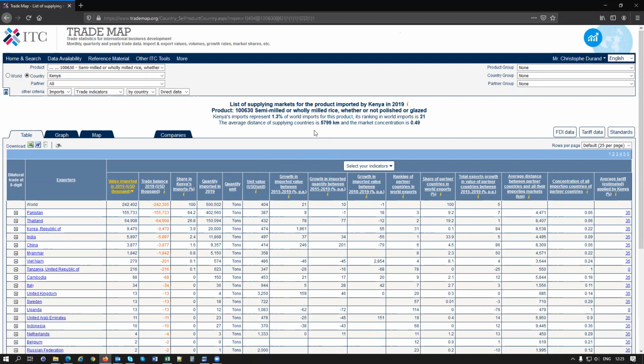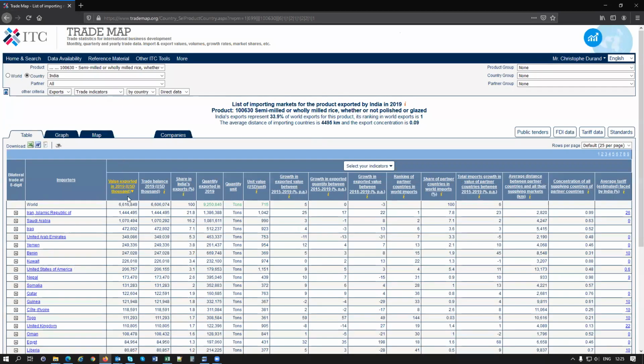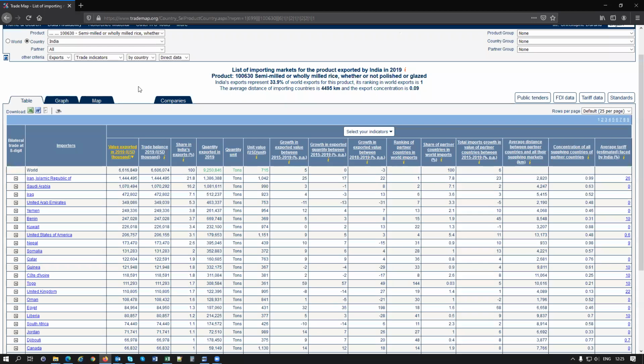But unfortunately, in Kenya in particular, we don't have this kind of information. Now, let me take the opportunity to show you one more thing. Let's go on the Indian side and see what India exports. I'm just clicking on India over here, and here I'm seeing where India is exporting its rice to. Kenya is one of the clients of India, but by far not the most important one.